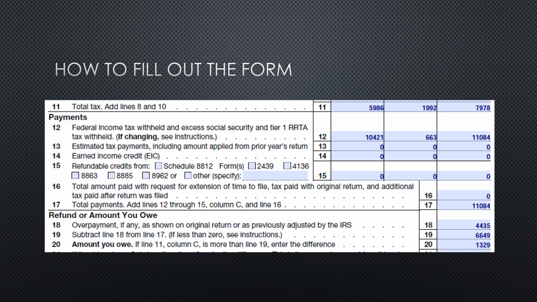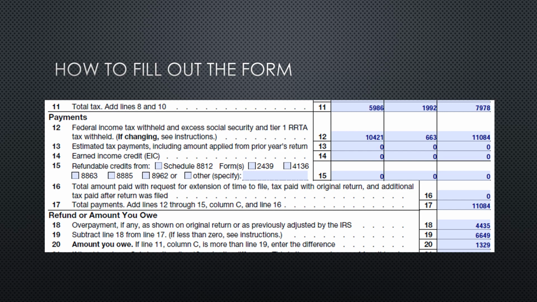So basically, if we follow the form, we're gonna subtract line 18 from 19. So we're gonna have 1184 minus 4435. That's how much we get. We get 6,649. So if line 11 part C is more than line 19, then we have to enter the difference.